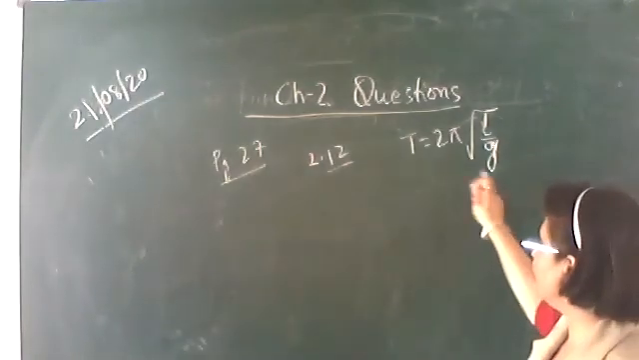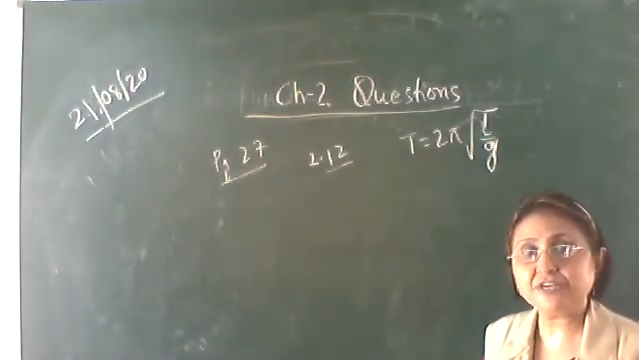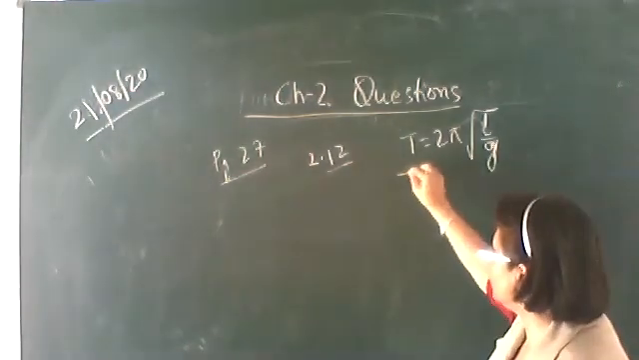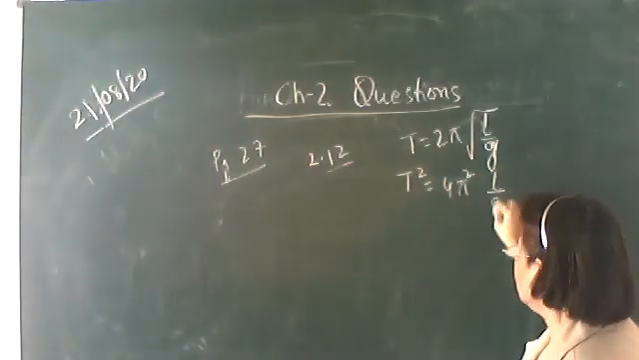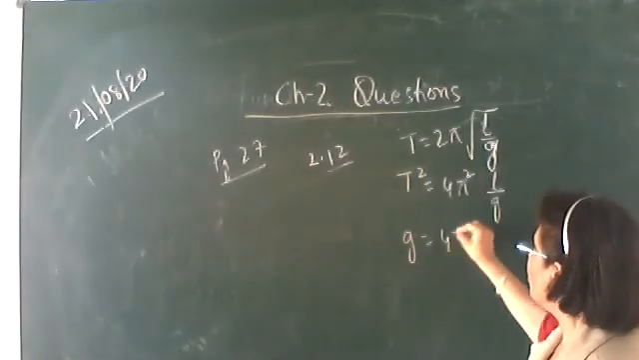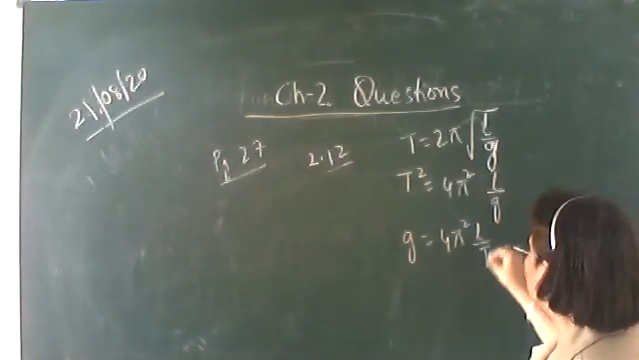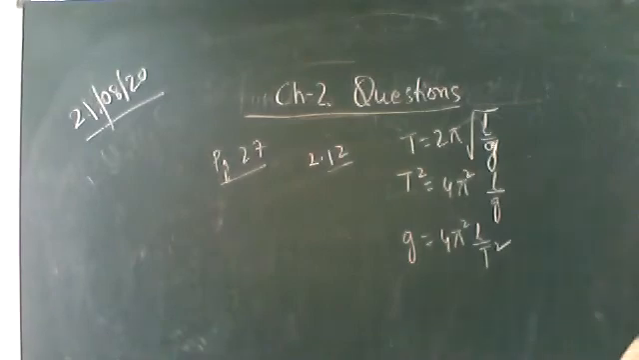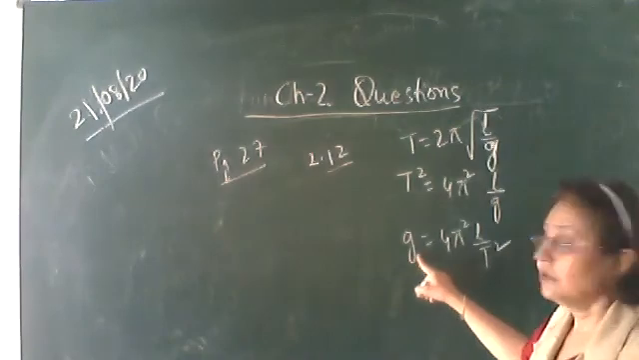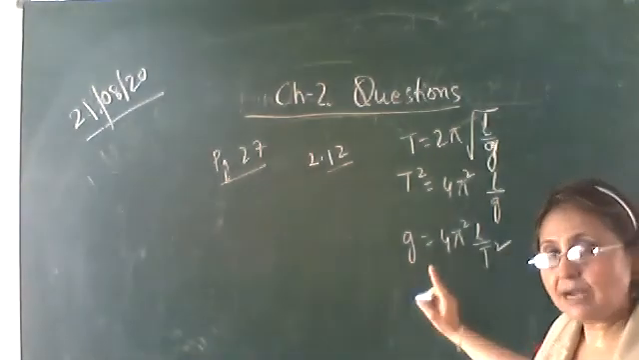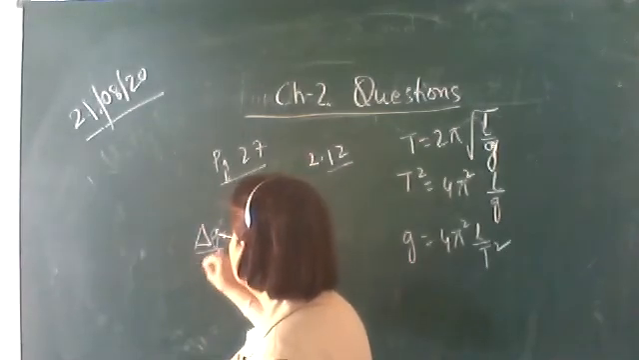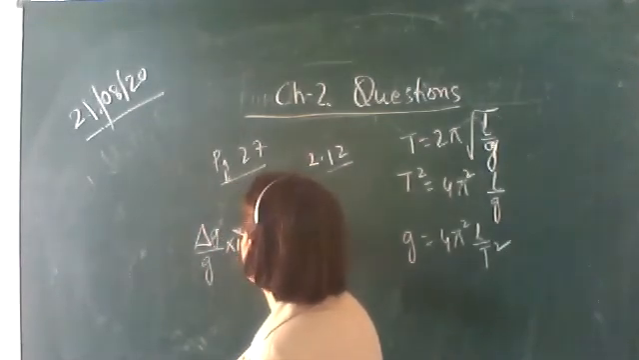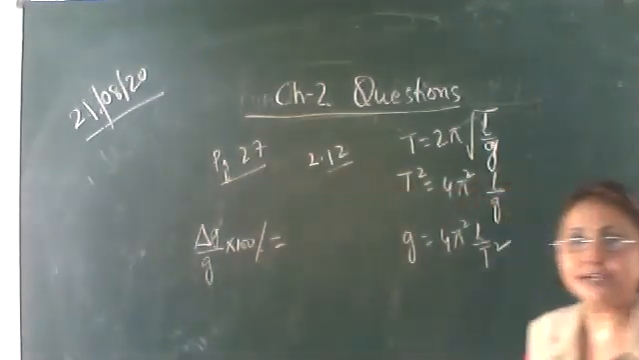So let us try to bring this acceleration due to gravity on the left hand side. How can we bring it? Square this equation. T square is equal to 4 pi square L upon G. So G is equal to 4 pi square L upon T square. Okay, as you have to find out the percentage error in G, so relative error in G multiplied by 100 will give you the percentage error. Delta G upon G into 100. This is the percentage error in G. This is the quantity which you have to find out.